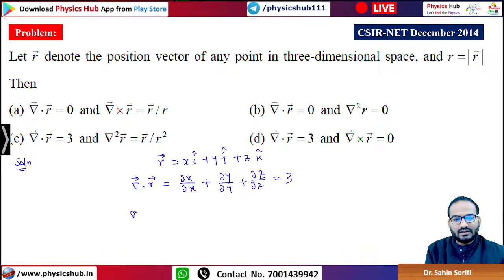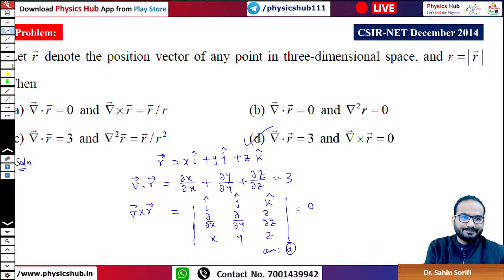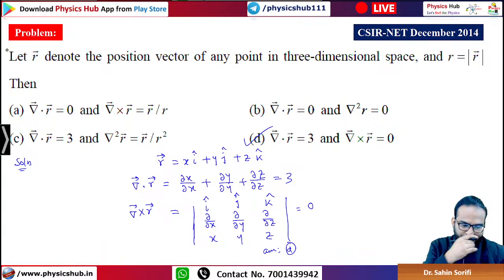And if you calculate curl of R, what does it give you? i cap, j cap, k cap. We write the components of del x, del y, del z. We then write the components of R, x, y, z, and you see this is basically 0. So option D is matching with our answer. Okay, let's move on.